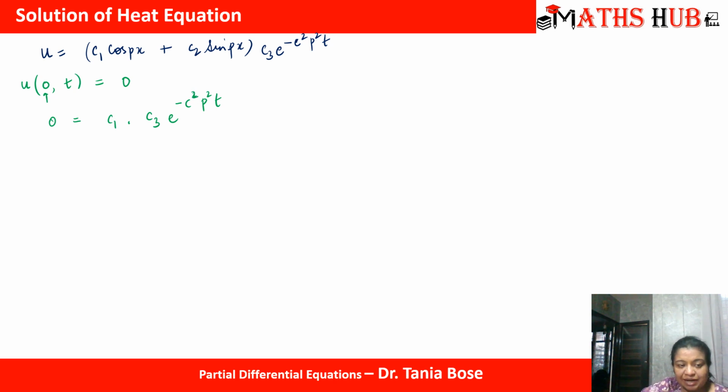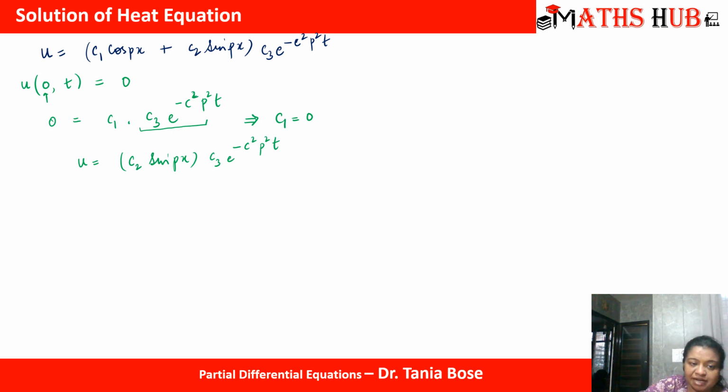Now you can see that the condition is being applied on the variable x. So the part which is containing t is unaffected. So if this product is equal to 0, this part will never become 0. So that means that c1 is always equal to 0. If c1 is equal to 0, let us reframe our u. U will come out to be c2 sin px multiplied by c3 e raised to power minus c square p square t, right?